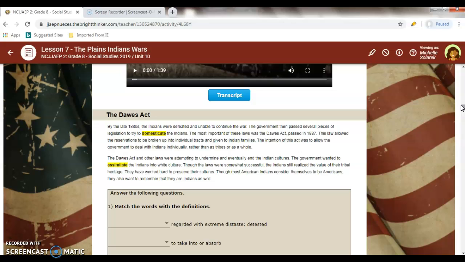The Dawes Act and other laws were attempting to undermine and eventually end the Indian cultures. The government wanted to assimilate the Indians into white culture. Though the laws were somewhat successful, the Indians still realized the value of their tribal heritage, and they worked hard to preserve their culture. And though most American Indians considered themselves to be Americans, they also wanted to remember that they are Indian as well.